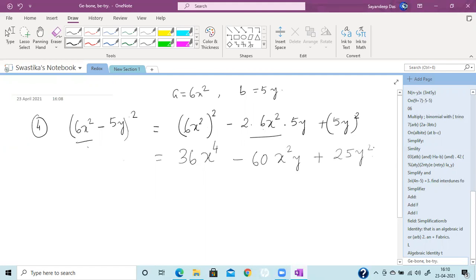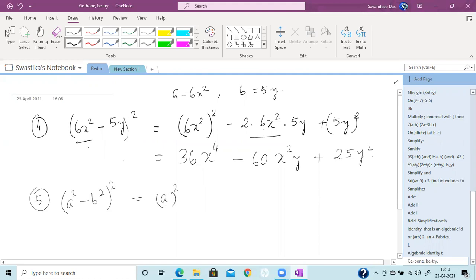So dear students, if you want to do algebra very quickly, if you want to solve the algebraic problems very quickly, you should be able to remember all the tables so that you can do the multiplication very quickly. Now, let us go to this problem. (a² − b²)². How will you expand this? (a²)² minus twice a² into b² plus (b²)².